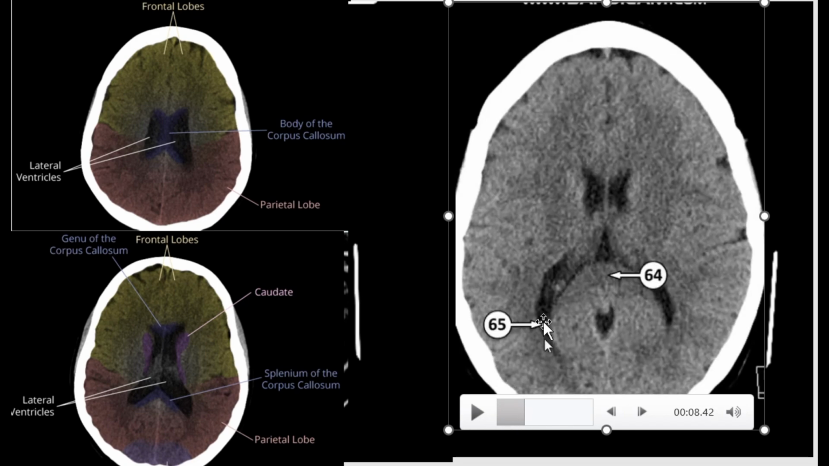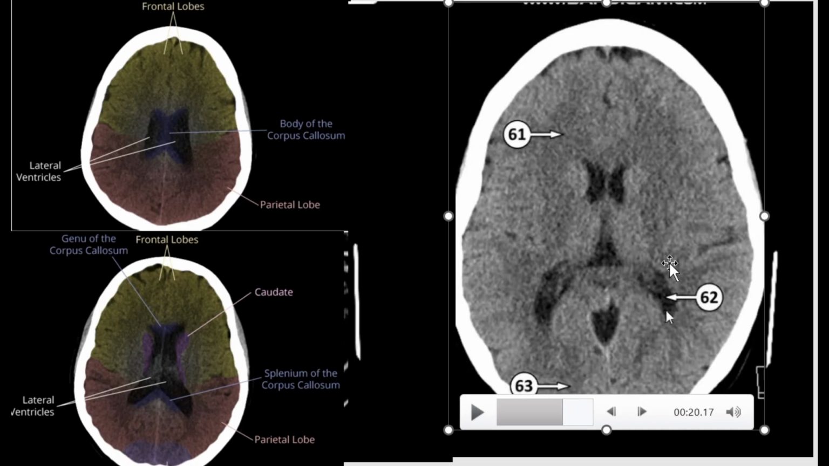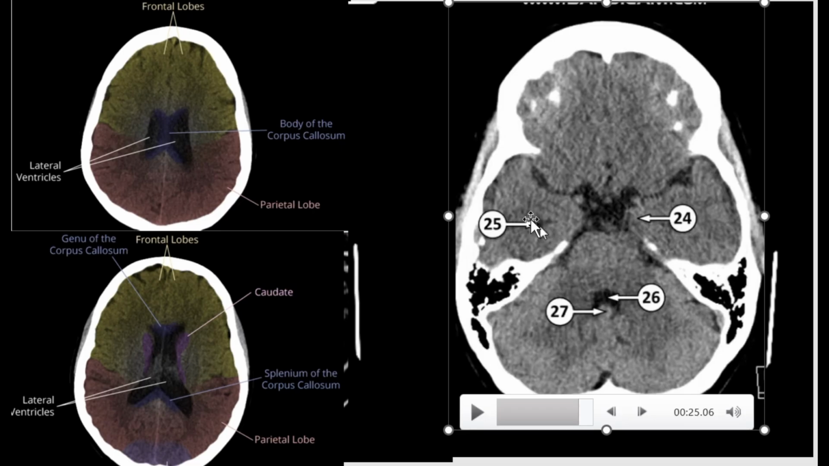Then this is the occipital horn of the lateral ventricle, the frontal horns of the lateral ventricle, and the trigone or the atrium of the lateral ventricle. And the last part is the temporal horn. These are the temporal horns of the lateral ventricle.